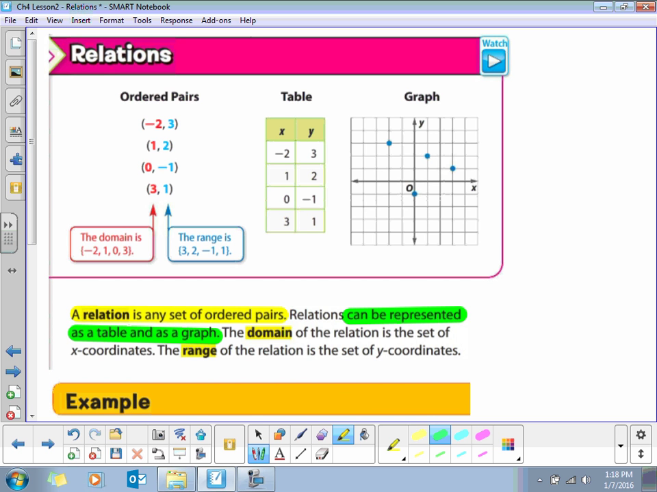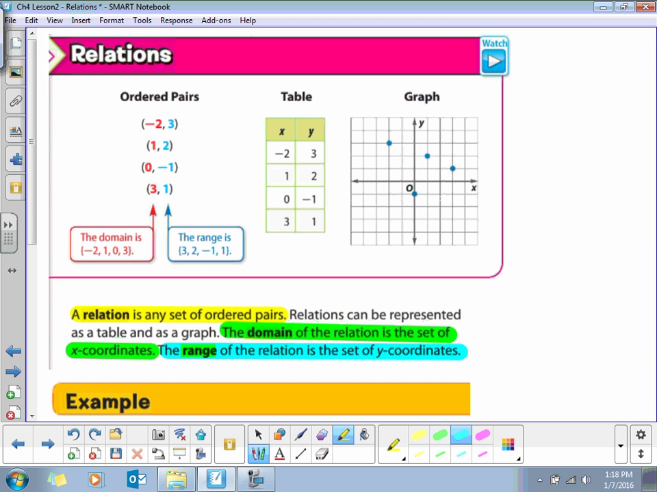Now, with those, the domain of the relation is the set of x coordinates. And the range is the set of y coordinates. Okay? The domain is the set of x coordinates, and the range is the set of y coordinates.